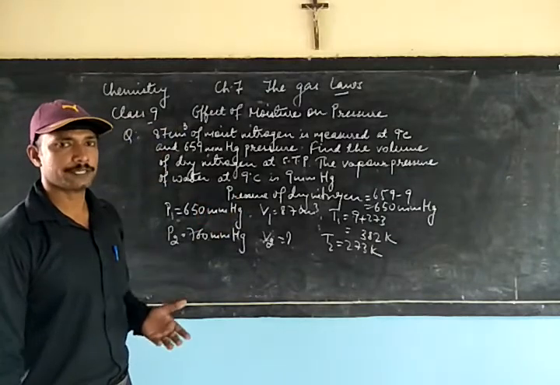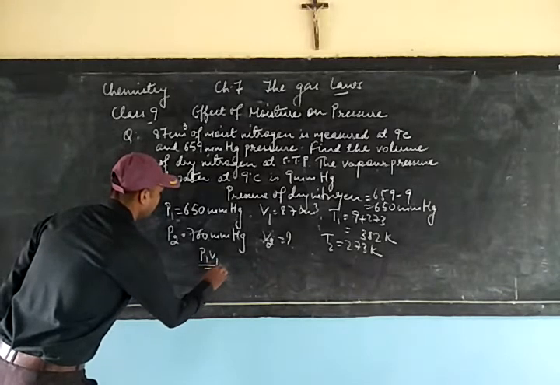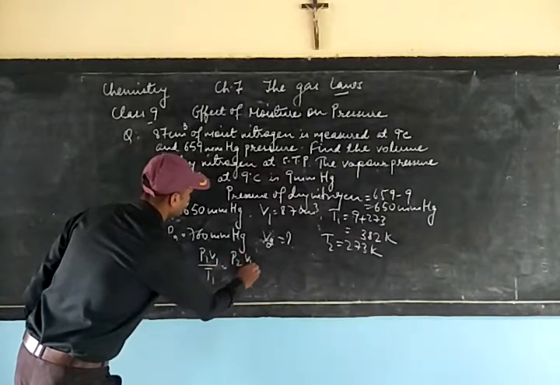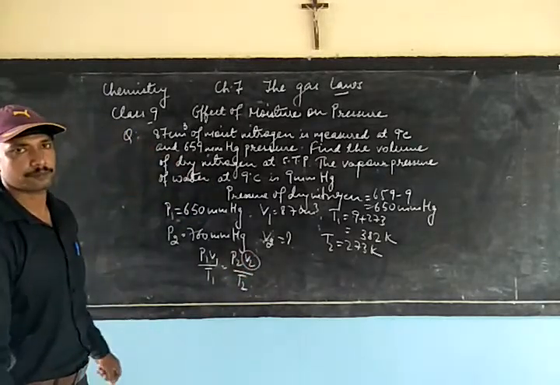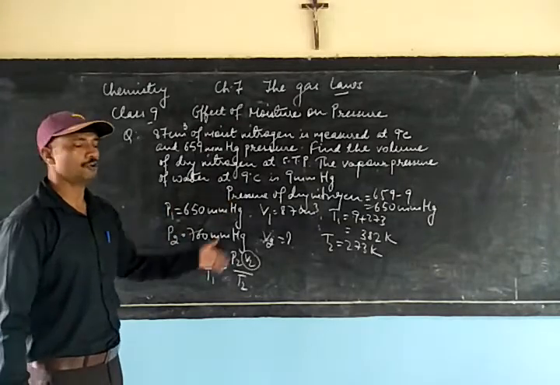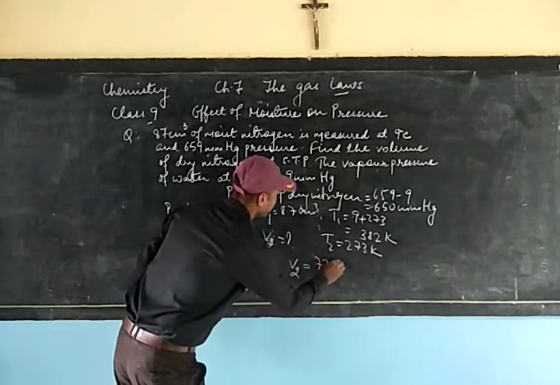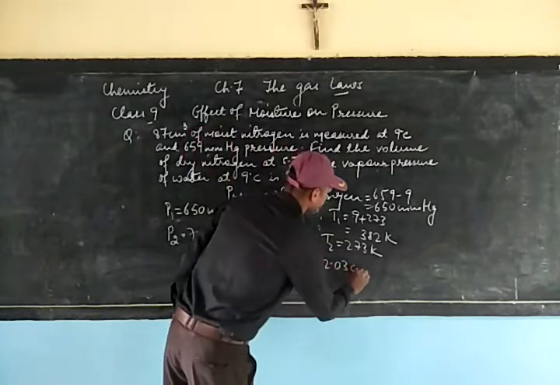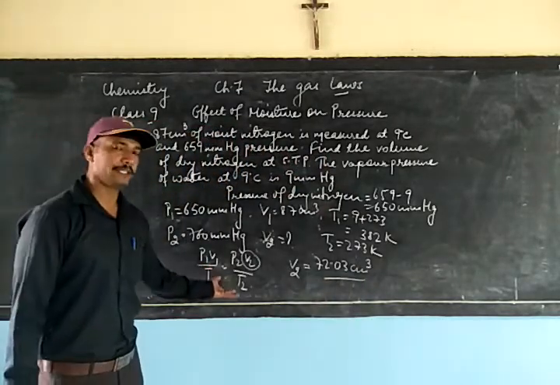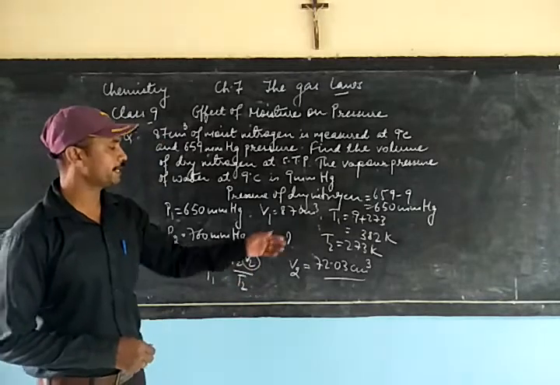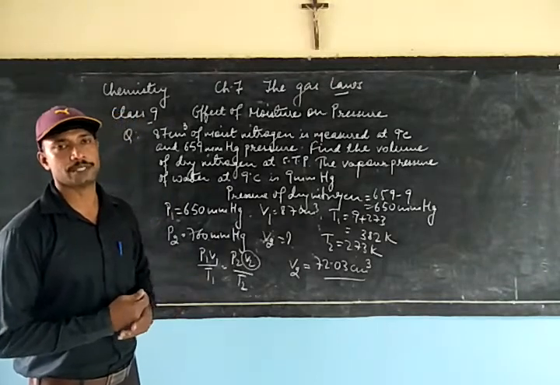So we'll be using the gas equation. According to the gas equation, we know P1 V1 by T1 is equal to P2 V2 by T2, and it is this V2 we have to find out. So if you place all the values to calculate the V2, it will be coming equal to 72.03 centimeter cube. I hope you can simplify this to get the value of V2. You will be getting 72.03 centimeter cube. This will be the volume of dry nitrogen gas.